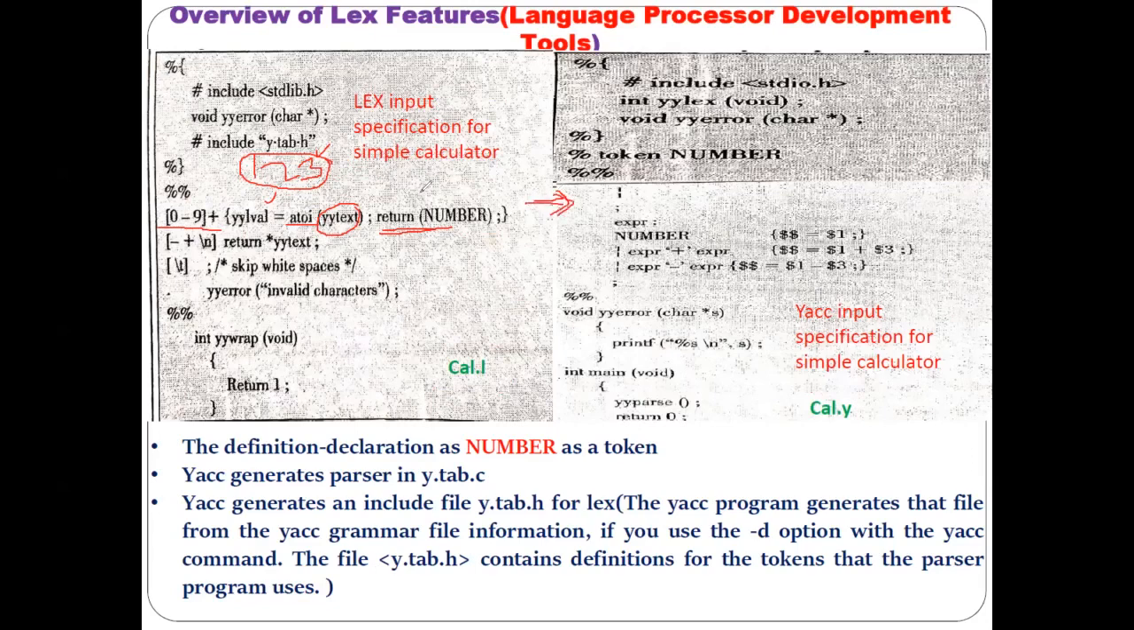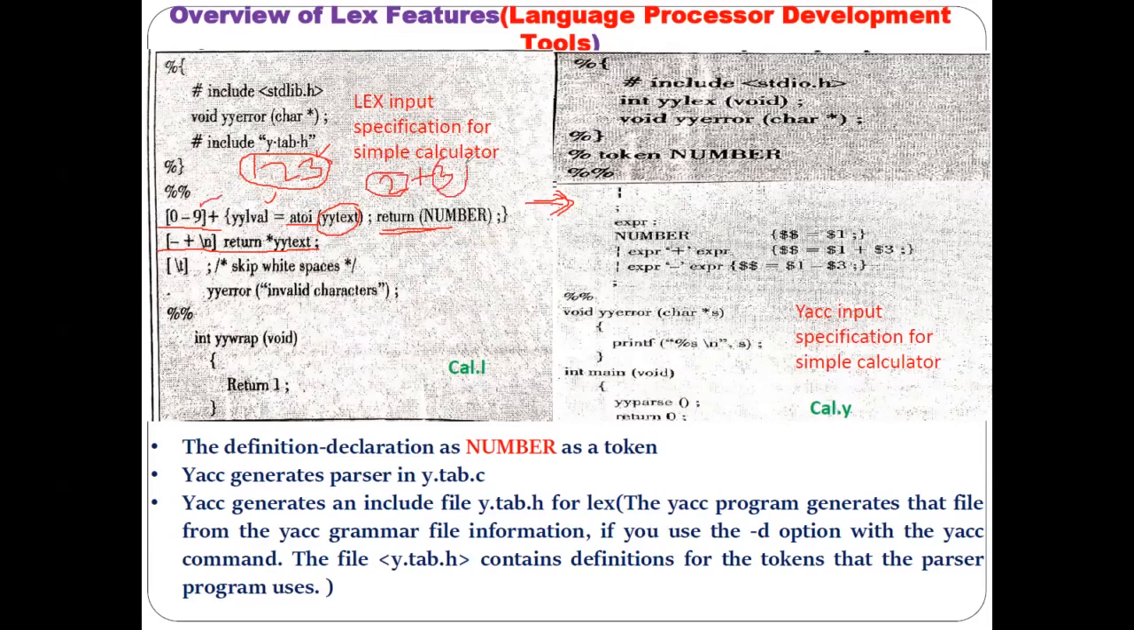Then what is the second rule? The second rule is related to the recognition of tokens as operators. Suppose you write a statement like 2 plus 3. Now where will this 2 be recognized as a token? By the first rule.